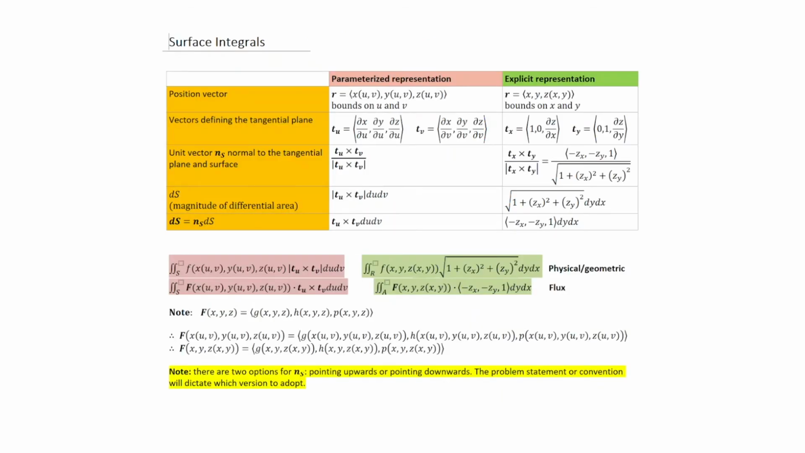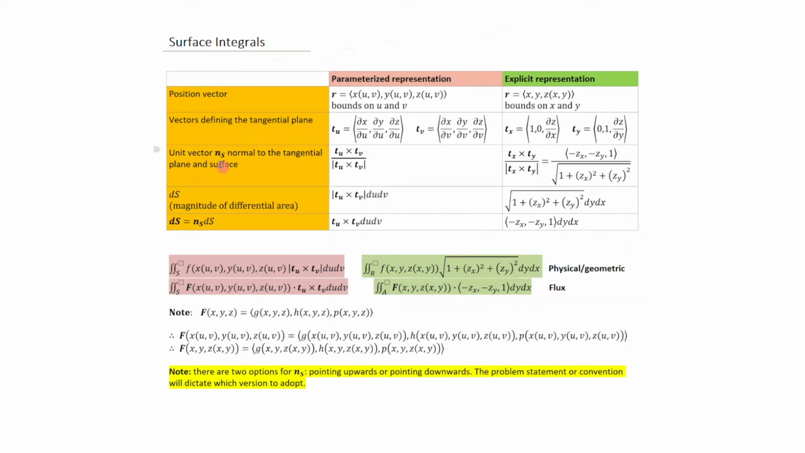All right, then we looked at surface integrals, and here all I've done is summarize the main points. So here, for instance, we would have in this column a position vector. Always start with position vectors. Then you have vectors defining the tangential plane. That's the plane that's tangent to the surface at a given point. And you would need two lines to define a tangent plane, and so that'd be two vectors.